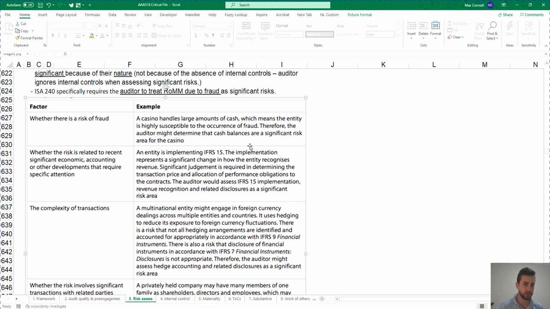Whether the risk is related to recent significant economic, accounting, or other developments that require specific attention. For example, the entity might be implementing the new IFRS standard, IFRS 15. The implementation represents a significant change in how the entity recognizes revenue. Significant judgment is required, therefore this would be a significant risk.